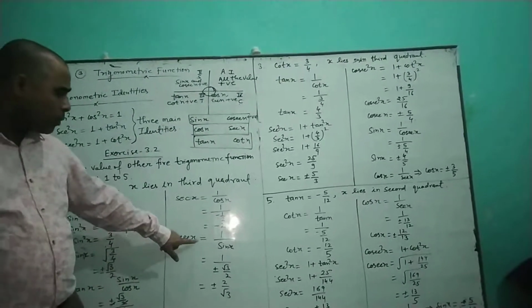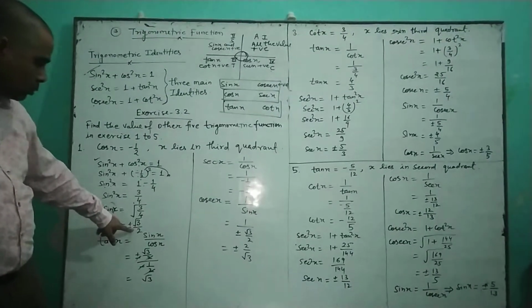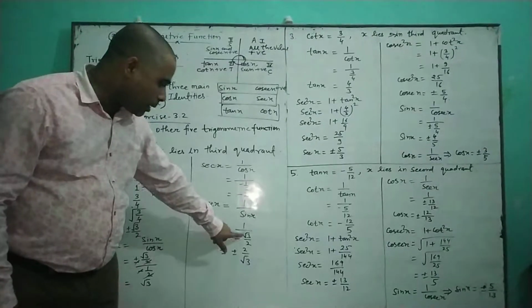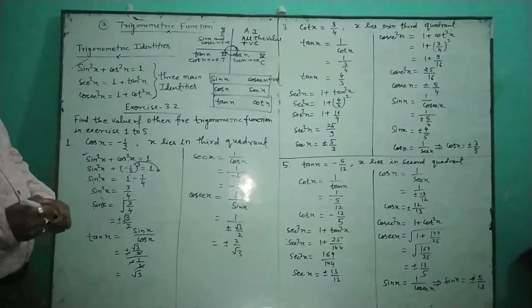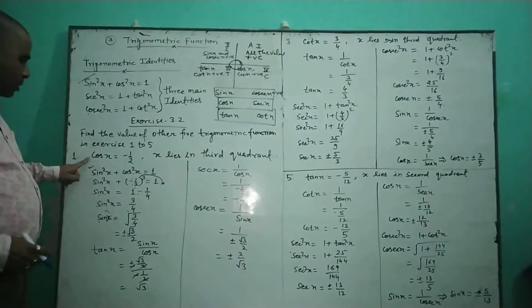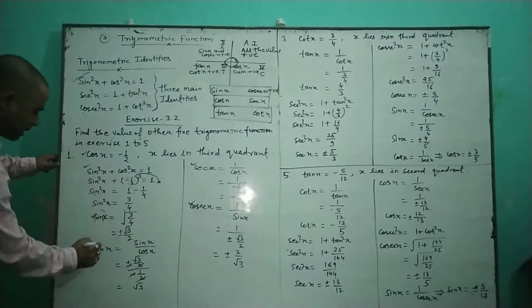Now cosec x is the reciprocal of sin x, 1 by sin x, and the value of sin x is plus minus root 3 by 2. We get plus minus root 3 by 2, reversed, which is plus minus 2 by root 3. Now this is sin x; cos x is given. We have to find sec x, cosec x, sin x, tan x.